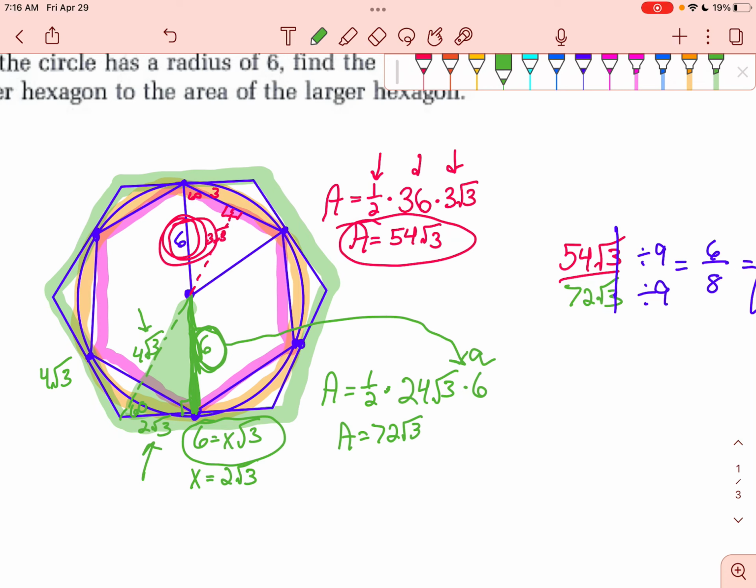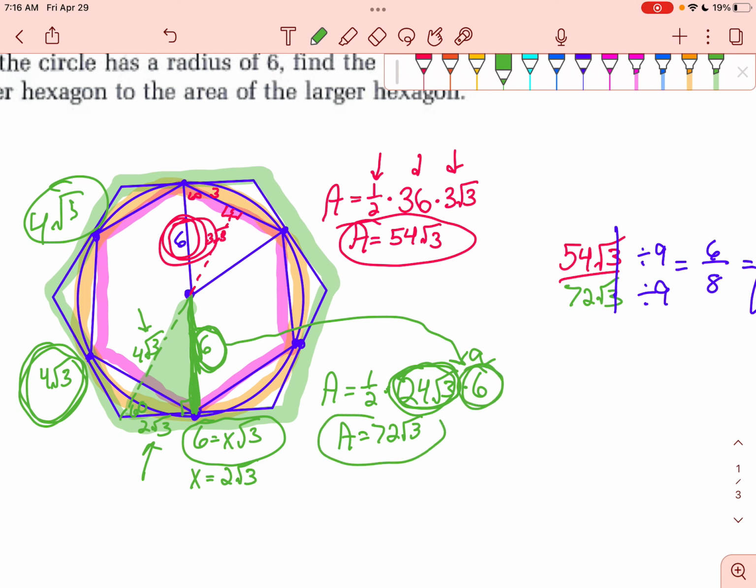Because the base was 2 root 3, that means all of the sides are 4 root 3, and so on and so forth. And there's 6 of those. So the perimeter of the green one is 24 root 3, and the apothem is 6. Therefore, the area of the larger hexagon is 72 root 3. Looking at the smaller one, again, this has a side of 6. Each of those is 6. So the perimeter here is 36, and my apothem is 3 root 3.